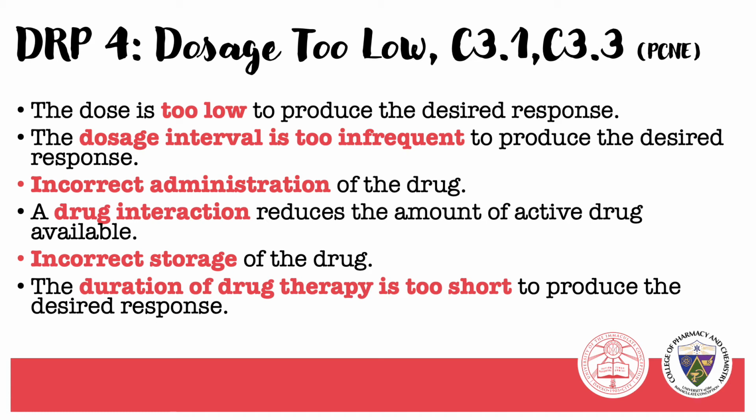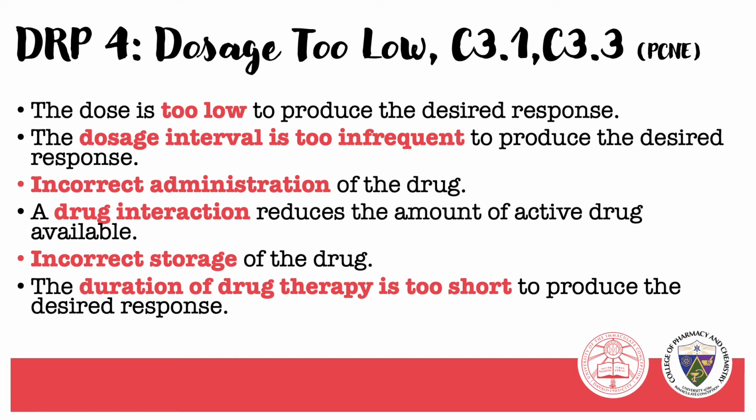Example: if the patient has 10 mg daily of glipizide, which is too low to provide adequate control of her blood glucose. The most frequent drug therapy problem associated with lack of effectiveness is seen in patients who receive a dosage regimen that is not sufficient to produce the desired pharmacological result.